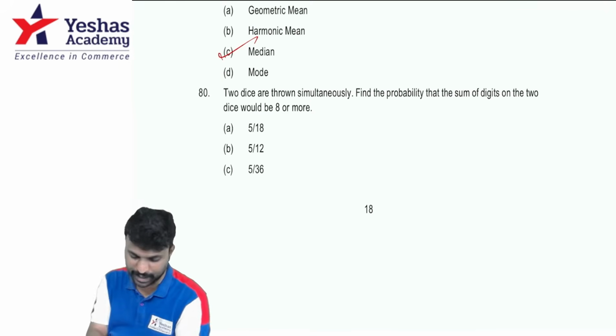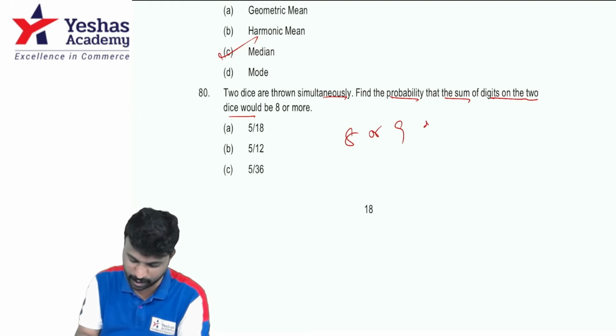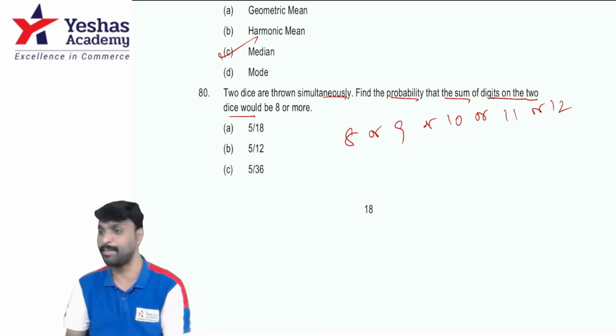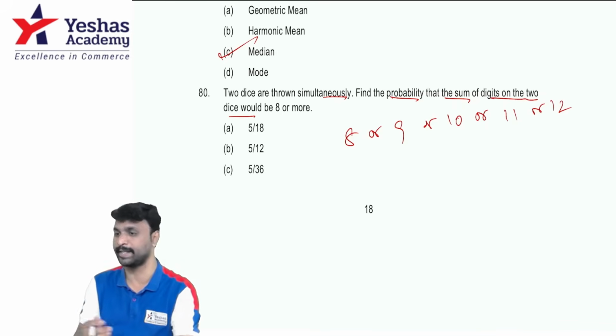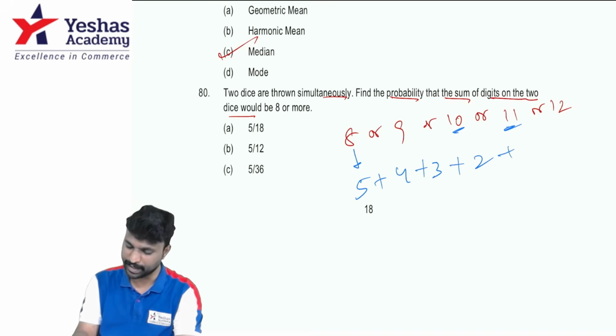Two dice are thrown simultaneously. Find the probability that the sum of the digits on the two dice would be 8 or more. It could be 8 or 9 or 10 or 11 or 12. Guys, you know, for sum more than 7, the number of favorable outcomes will be 13 minus the sum. 13 minus 8 is 5, plus 13 minus 9 is 4, 13 minus 10 is 3, 13 minus 11 is 2, 13 minus 12 is 1.